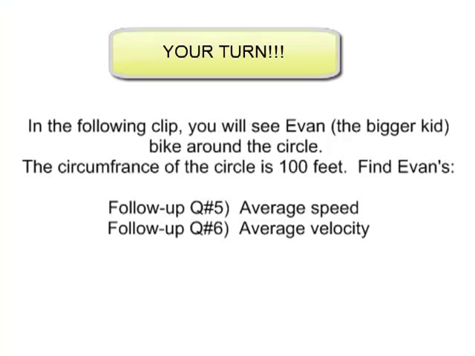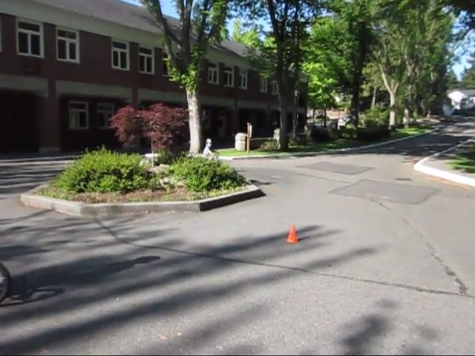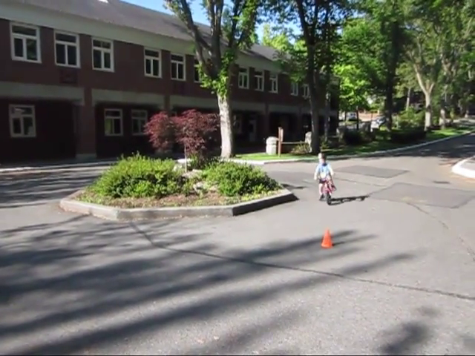Now it's your turn. In the following clip, you'll see Evan ride his bike around a circumference of a circle of 100 feet. Find his average velocity and average speed.